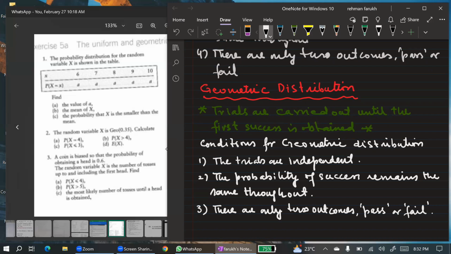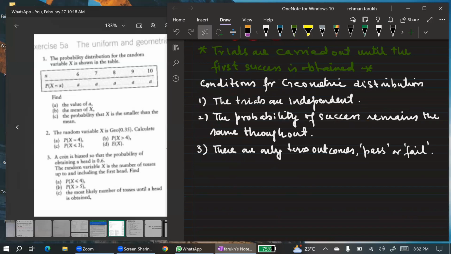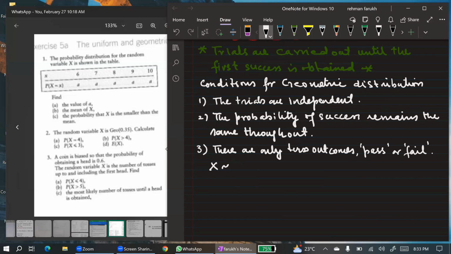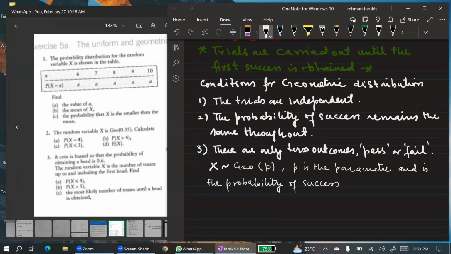And we write the definition of the geometric distribution. X is a geometric distribution with a parameter P, where P is the parameter and is the probability of success.